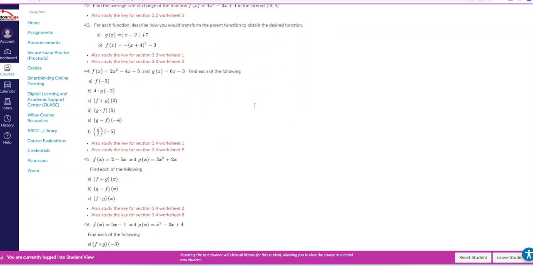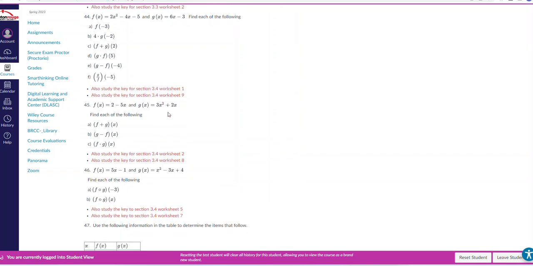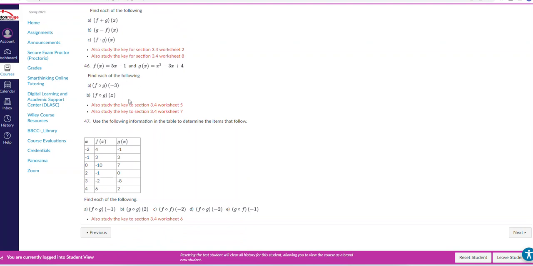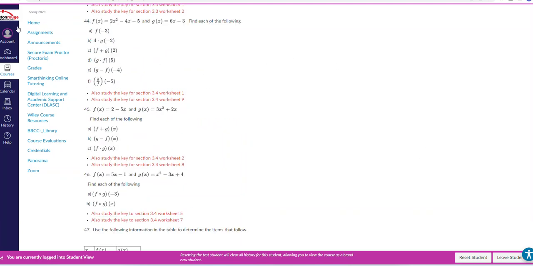If you look at 44 through 47, that's where you had the algebra of functions. So you subtracted functions, you multiplied, you added, and then I think you also had composition. So make sure you know how to deal with composition with an open circle. That's composition. That does not mean multiplication. You'll have a problem on the test with a table just like 47. Okay, so that was that one.